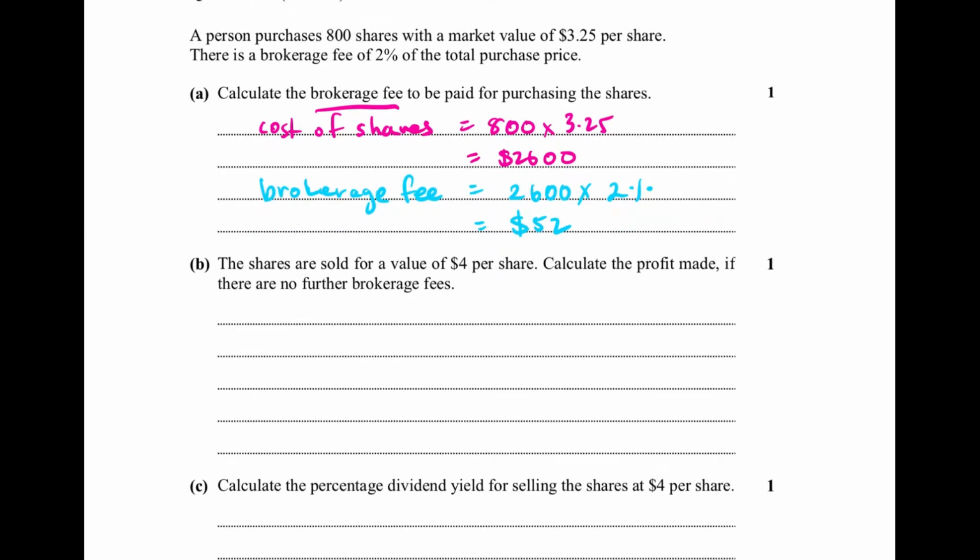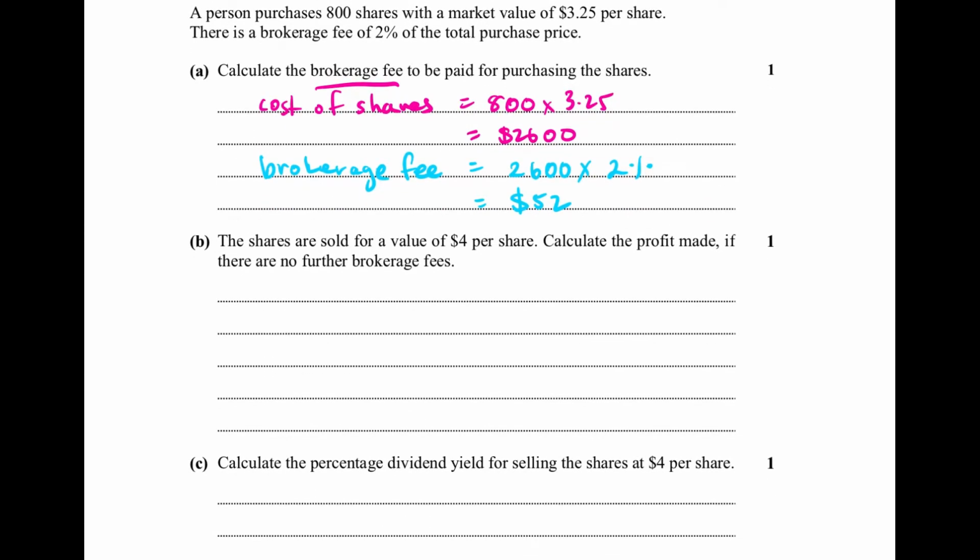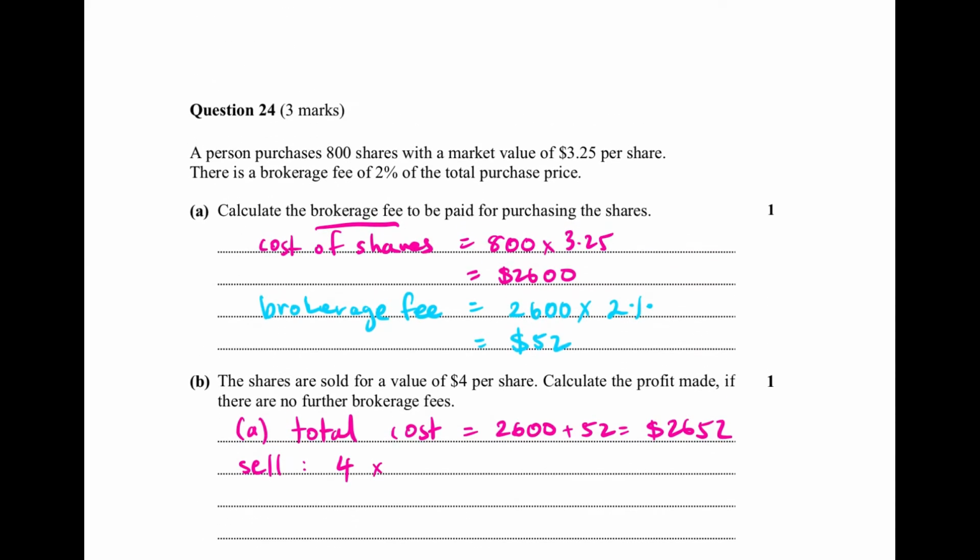Part B. The shares are sold for a value of $4 a share. Calculate the profit made if there was no brokerage fee. From part A, let's first determine how much my total cost is. It's going to be the $2,600 plus $52, so $2,652. I'm now going to sell at $4 each, and how many shares did I have? It was 800 shares, so I'm now selling them for $3,200.